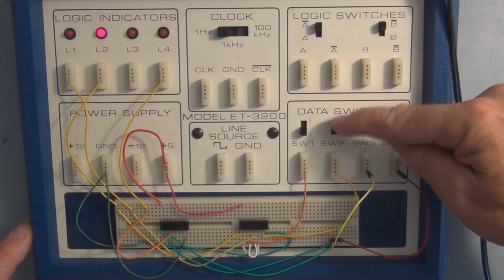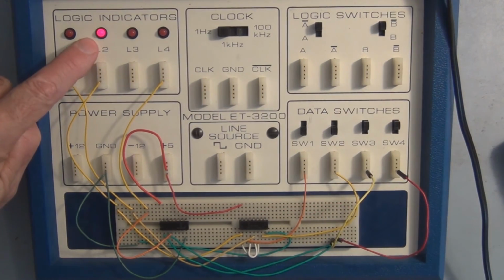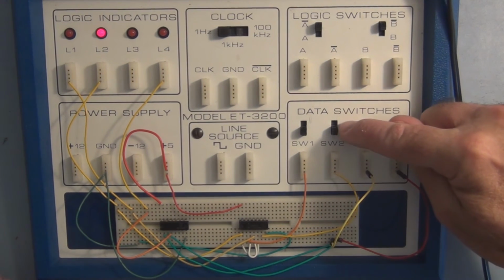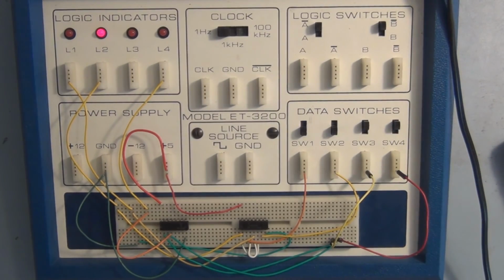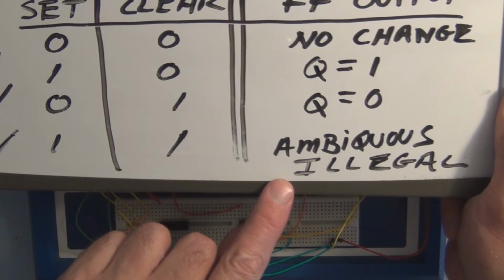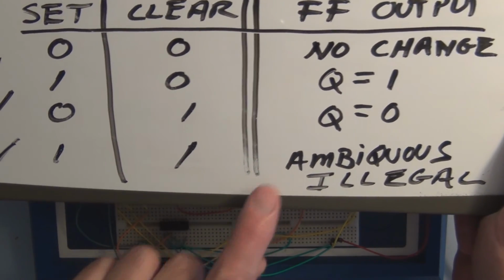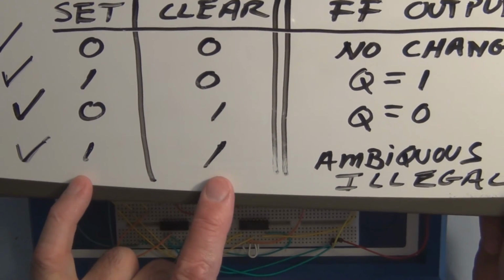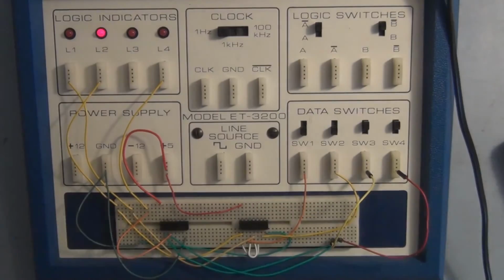And what happens when we put the clear back to 0? It's remembering that state. We set or cleared the Q to 0, and it's remembered that value. Now the last value is an illegal condition because it's not reliable, it's ambiguous, and it doesn't fit our definition anyways of a flip-flop having two outputs opposite each other.